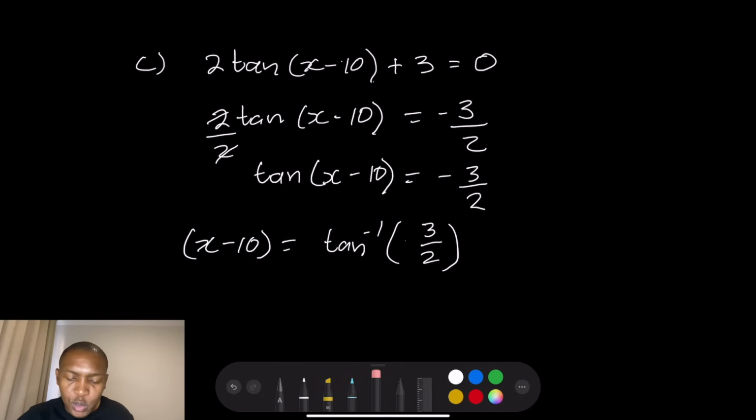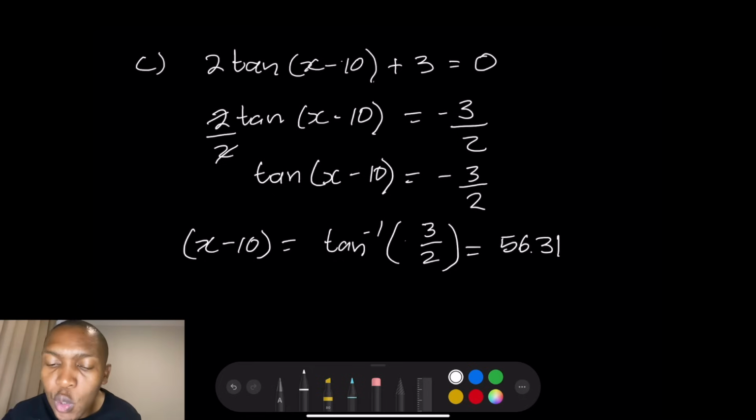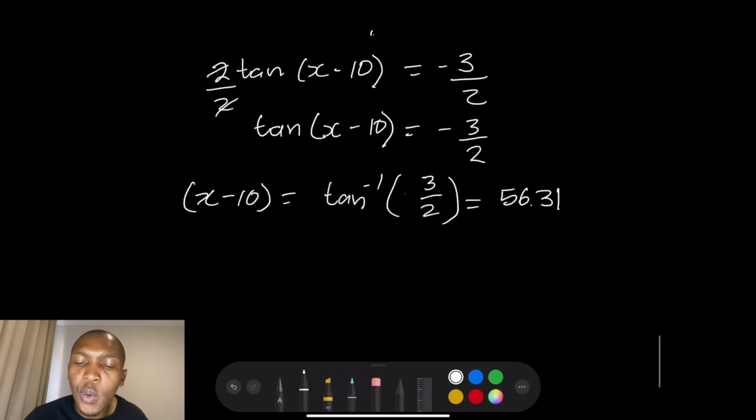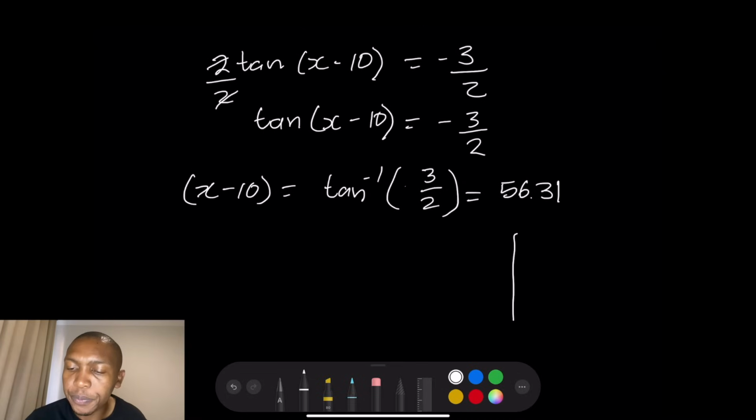Remember we said we're going to just use that reference angle there. In fact, I quite like that. So that's going to be 3 over 2. So in this case, for our reference angle, we've got 56.31.